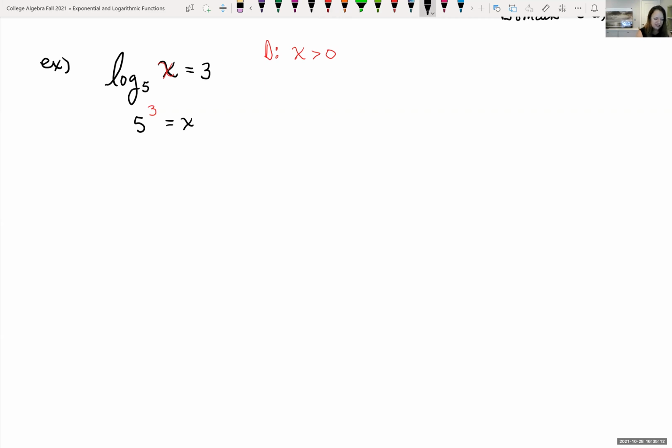Okay, so from there, it's easy to see that x then is 5 times 5, which is 25, times another 5, which is 125. So x is 125. 125 is bigger than 0, and so we're okay.